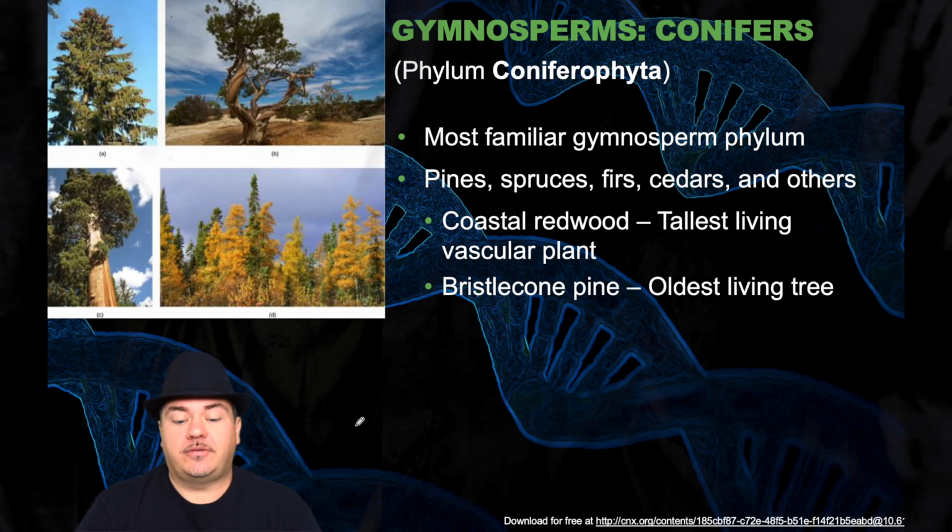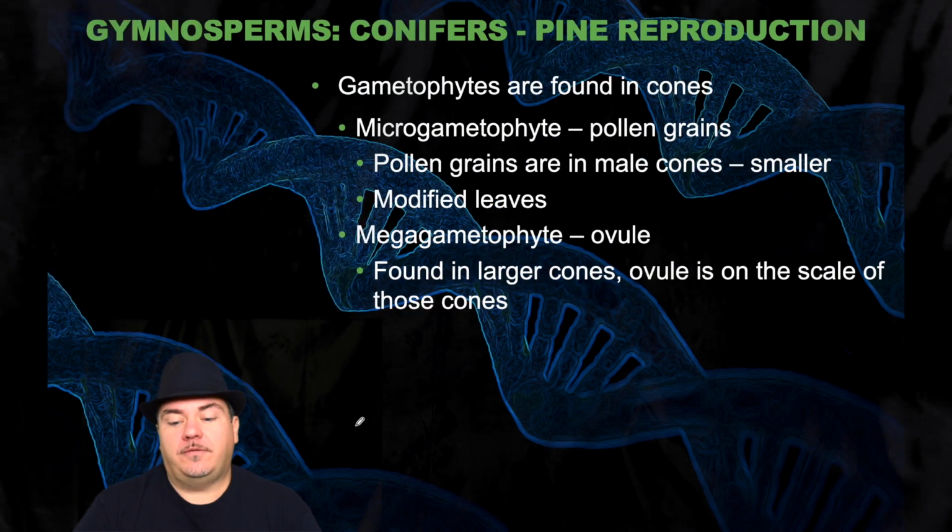A couple of notable examples: the coastal redwood is the tallest living vascular plant, and the bristlecone pine is the oldest living tree. Within the conifers, as an example, we're going to talk about pine reproduction. So the gametophytes, remember that's a haploid generation, are found in the cones on the pine tree, so pine cones if you think about pine cones. You have the microgametophyte. Remember, that's the male gametophyte. You find them within pollen grains.